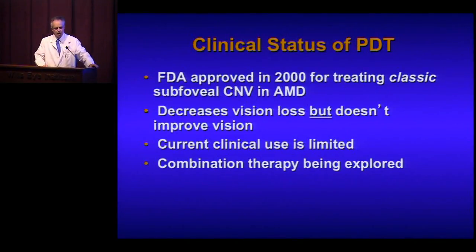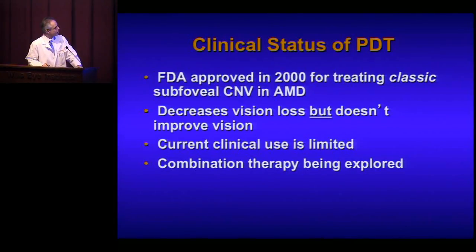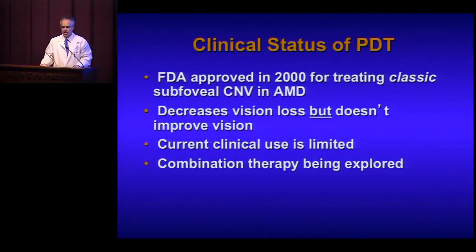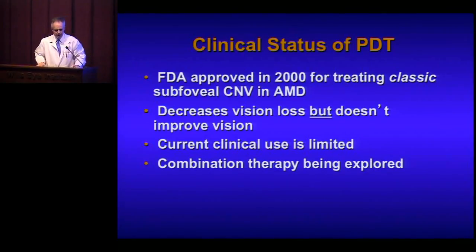So photodynamic therapy was FDA approved in 2000. It's what we used. That was the standard at the time for classic neovascularization. It didn't seem to work as well for the slower growing occult variants. That's why it's only FDA approved technically for classic. It decreases vision loss on average, but doesn't really improve vision. And today, we use it very rarely, in very occasional AMD scenarios, we would break out the photodynamic therapy laser.